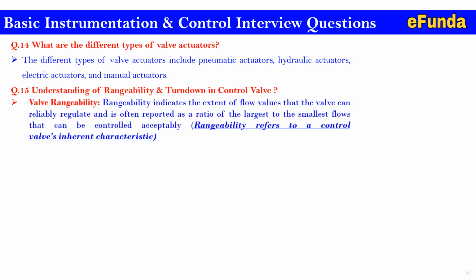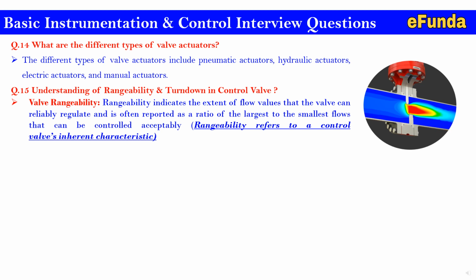Valve rangeability. Rangeability indicates the extent of flow that the valve can reliably regulate and is often reported as a ratio of the largest to the smallest flow that can be controlled acceptably. One can refer to the picture where one can see how the control valve opening is there and the discharge is open. The rangeability refers to a control valve's inherent characteristics, which is defined as the ratio of maximum flow to the minimum controllable flow.